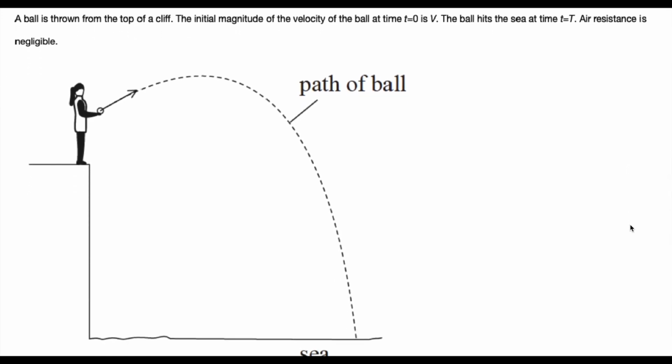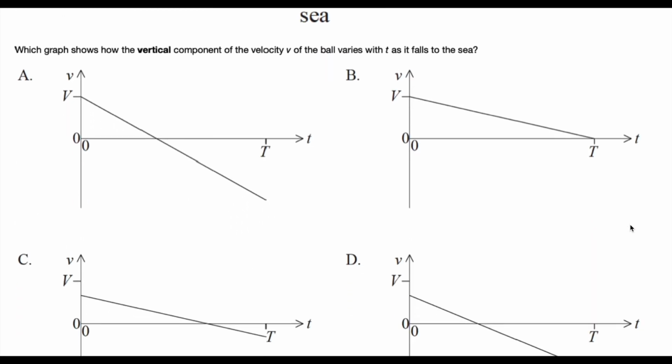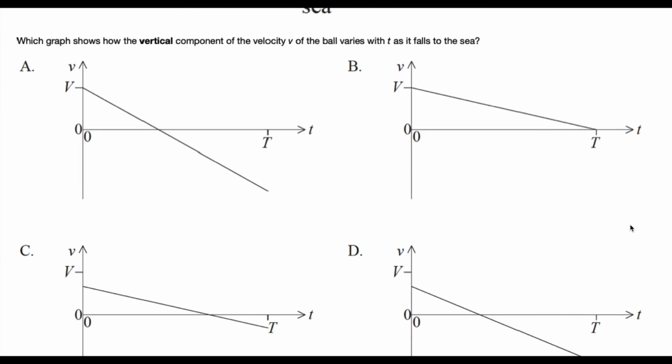A ball is thrown from the top of a cliff. The initial magnitude of the velocity of the ball at time t equal to 0 is v. The ball hits the sea at time t equal to capital T. Air resistance is negligible. Which graph shows how the vertical component of the velocity v of the ball varies with time t as it falls to the sea?